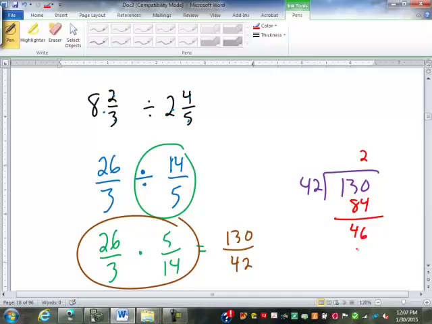Oops, sorry, it goes in there 3 times, not twice. 3 times 42 is 126, with 4 left over. Boy, something doesn't look right there. Oh, apparently it is. Okay, I'm off for some reason today. Sorry about that. I could have cross-canceled with the 26 and the 14, that's why. So anyway, we got 4 over 42, which is 3 and 2/21.